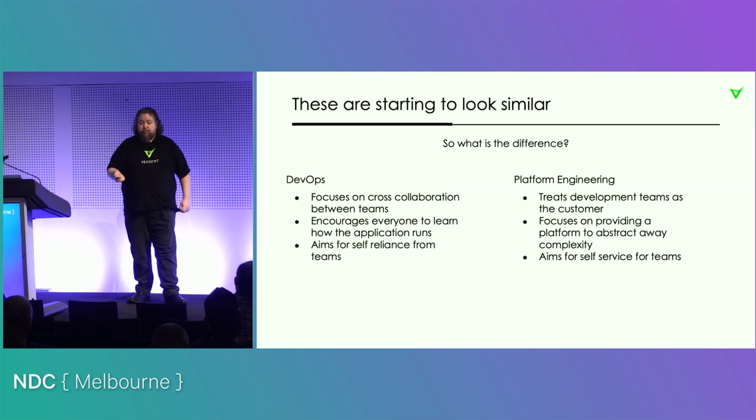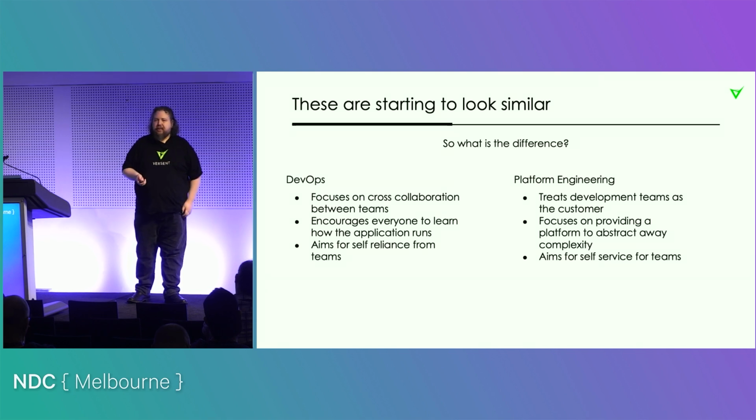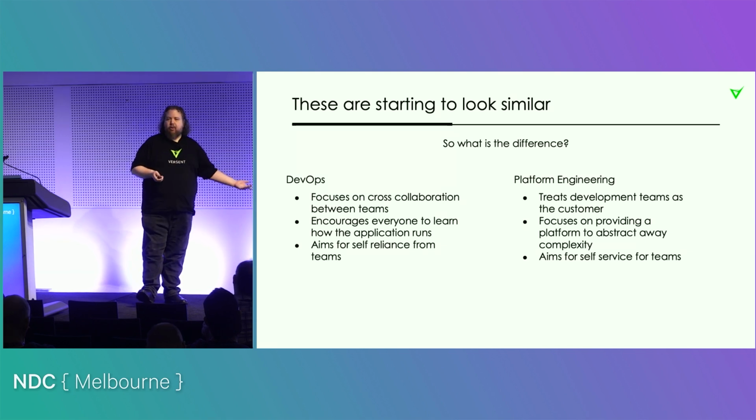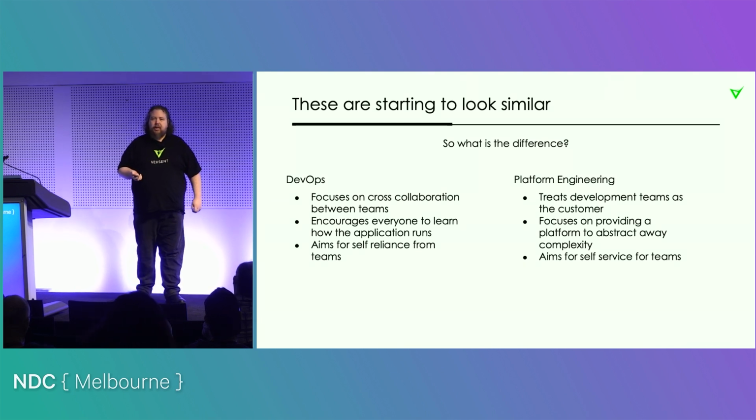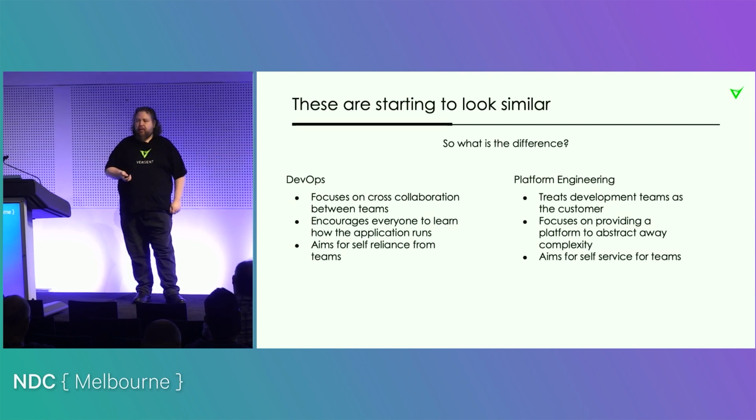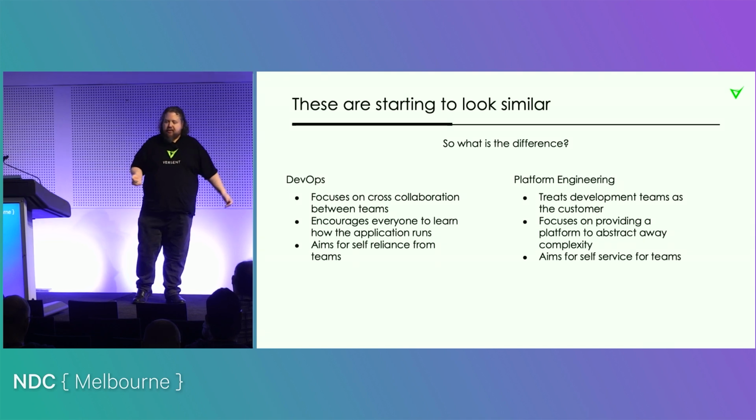So it focuses on providing a platform to abstract away complexity. We don't want developers sitting there going, how does this load balancer work? That's not what they're there for. And it aims for self-service. So you don't want ServiceNow with 1 million tickets in it just to, hey, can we spin up this little machine here, or I've got a new project and I just want to get a repo started. You don't want a whole heap of tickets for that.